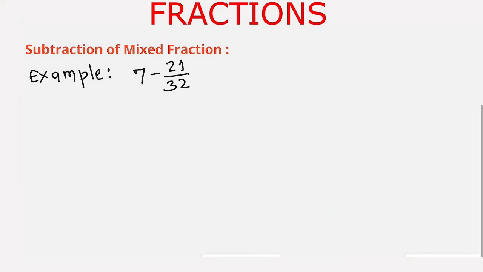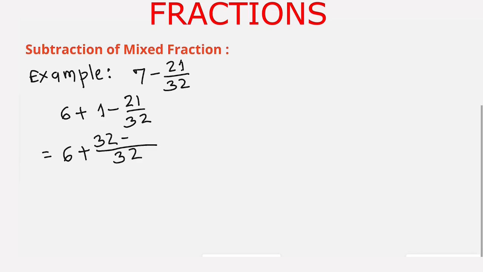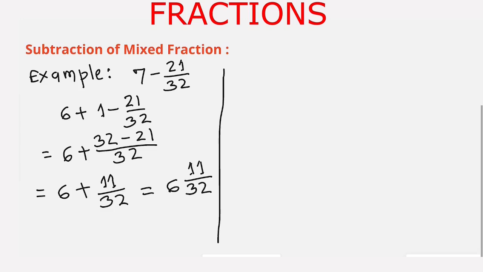Our next example is 7 minus 21 upon 32. This can be written as 6 plus 1 minus 21 upon 32. This is equal to 6 plus, the LCM of 1 and 32 is 32. So this is 32 minus 21. This is equal to 6 plus 32 minus 21, which is 11 upon 32, or this is equal to 6 whole and 11 upon 32. We solve one more question of this type.